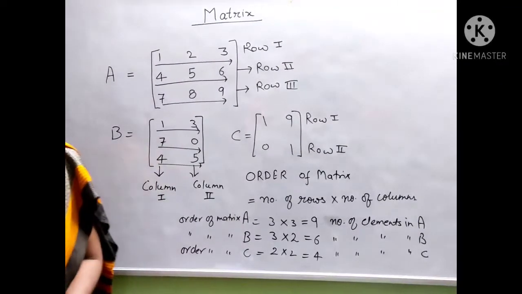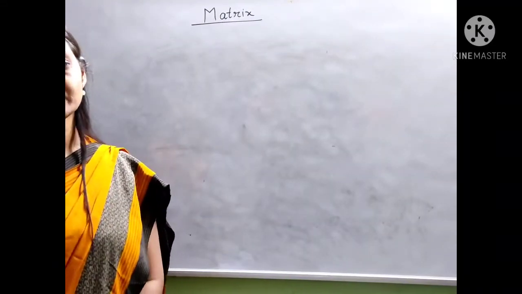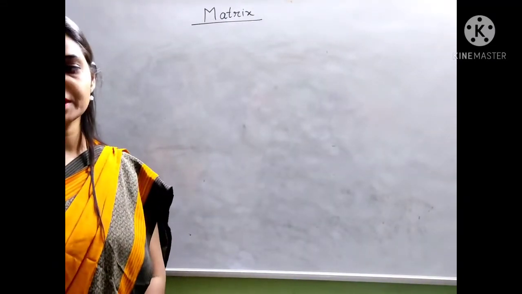Now, on the basis of the order of the matrix, there are different types of matrices. So we have to learn how many types of matrices there are. In general, an m by n matrix has the following rectangular array.